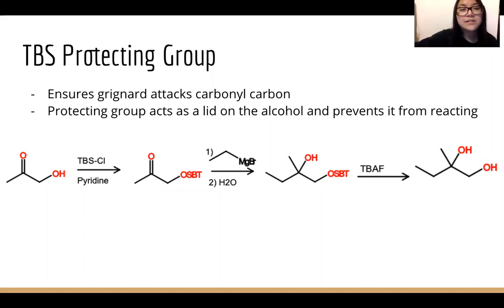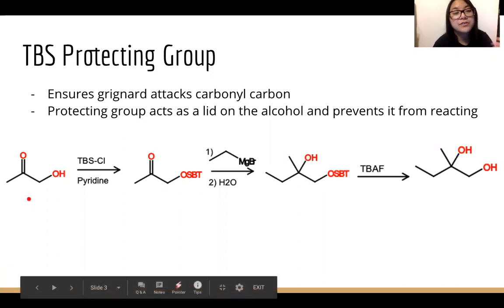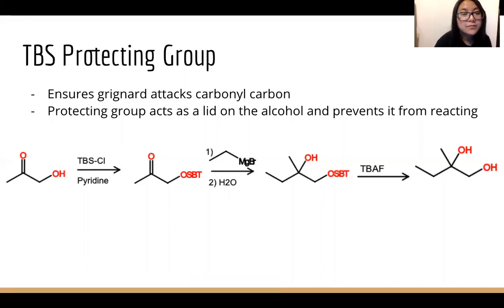What this does is it ensures the Grignard attacks the carbonyl carbon, which is what we're used to, right? But in this case, the starting material also has an alcohol group as well as the carbonyl. Because the alcohol group is present, the Grignard can actually react with that and deprotonate the alcohol as opposed to just attacking the carbonyl carbon. So what the protecting group does is, this TBS is the protecting group, and it attaches itself onto the alcohol group, which is depicted right here.